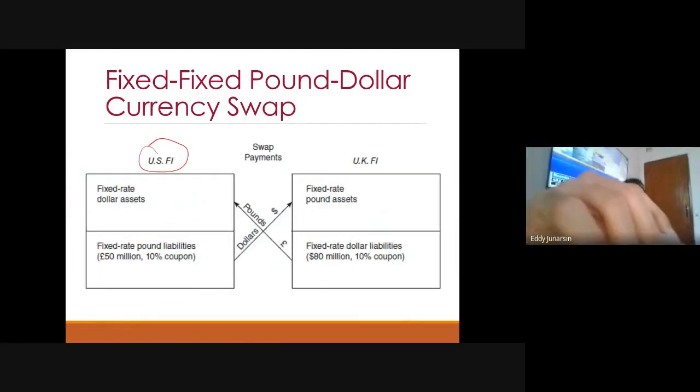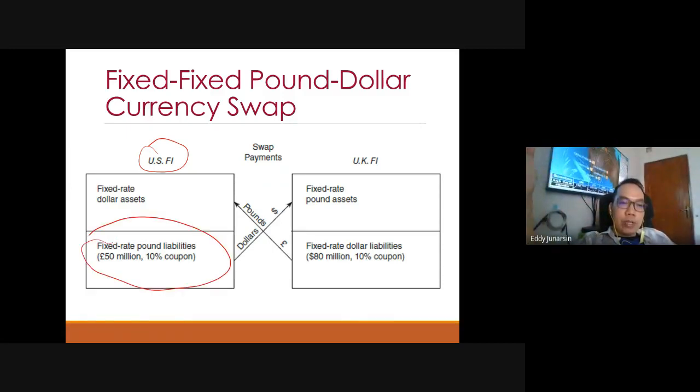The US financial institution has assets in US dollars, but right now they are paying fixed rate liabilities in pound. They don't like it, so they could shift this obligation to the UK firm. They could tell the UK firm, okay, you pay this for me. The UK firm would be happy to pay the fixed rate payment in pound. So both are happy, because the US financial institution doesn't like paying its obligation in UK pound, so they ask the UK financial institution to pay for this one. So the UK financial institution will pay in pound to the US financial institution.